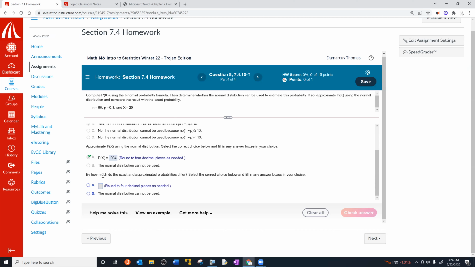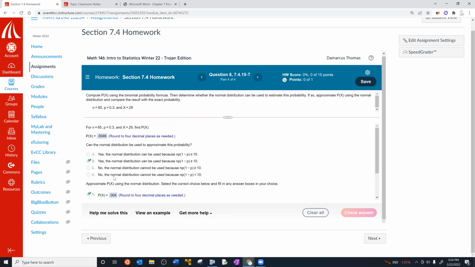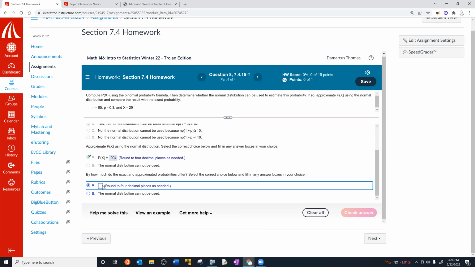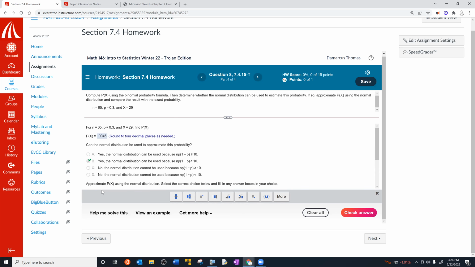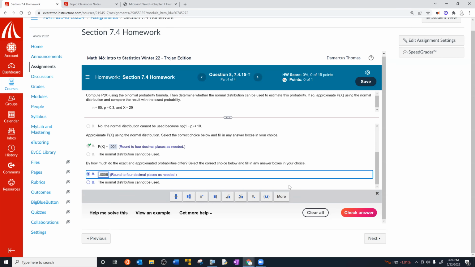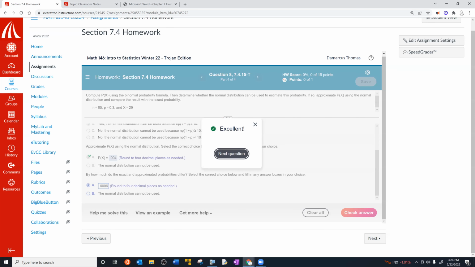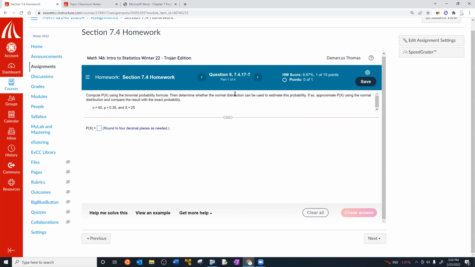So by how much do the exact and the approximate values differ? So this is the difference, which is subtracting these. They're going to differ by 0.0006. That's how much they differ. Let's see. Hopefully that's right. Okay, and let's do the next problem using StatCrunch.